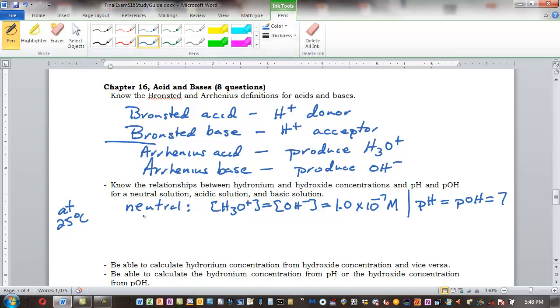All right, acidic. What can you tell me about the general relationship between hydronium and hydroxide if it's acidic? Okay, more hydronium. Acids produce hydronium, so our hydronium ion is going to go up. Our hydroxide will go down. There's still hydroxide in an acidic solution. It's just going to be less than the hydronium, and it could be quite less. Hydronium is greater than hydroxide.